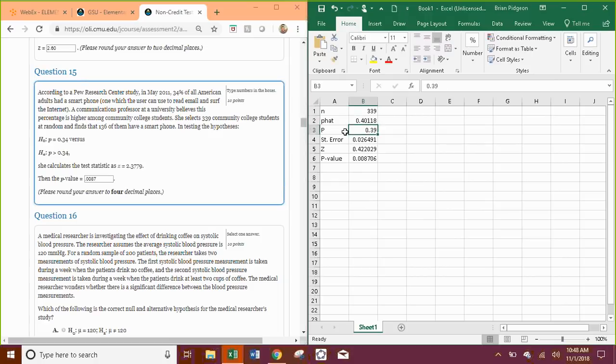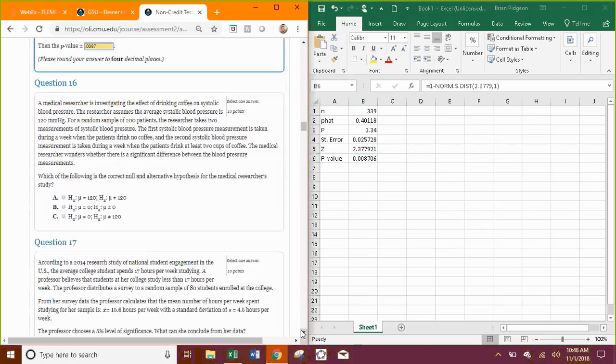And if you want, I can show you that the calculations involved in calculating the test statistic will give you the 2.3779. Our n is 339. Our p-hat then is 136 out of 339. And our null hypothesis is 0.34. And if you look, there's our 2.3779 in our p-value calculation.